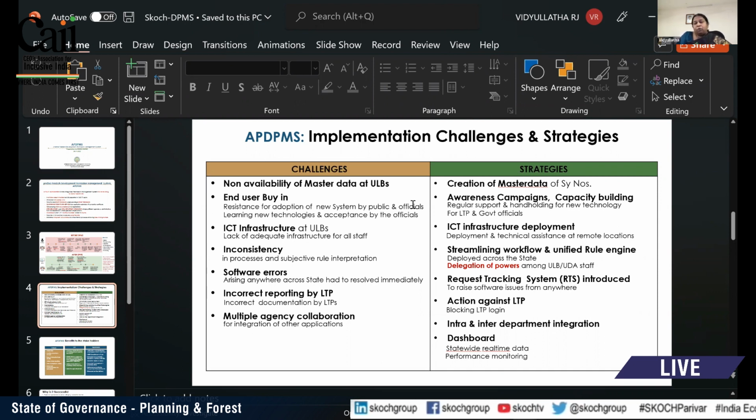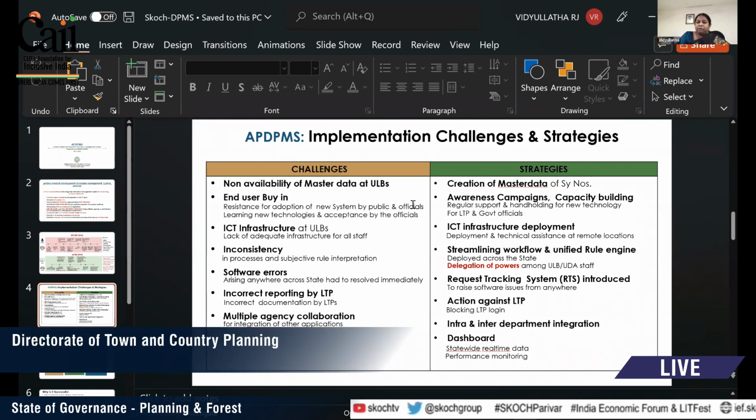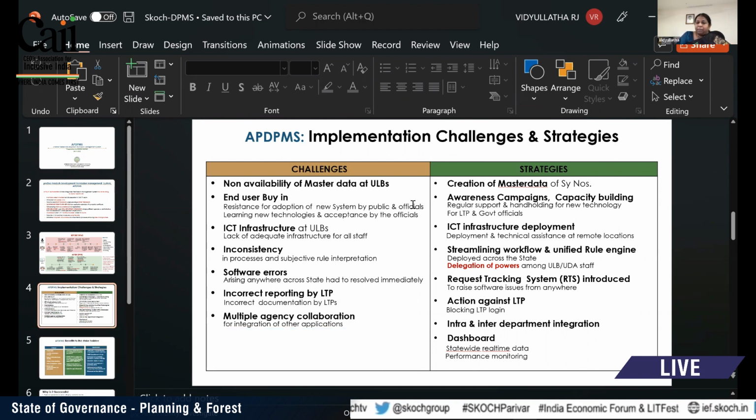As you know, revenue records are dynamic and so many mutations are happening, so every time we have to update the land records also. If no change is there, immediately the applicant can obtain the building permission or the layout permission, or otherwise they will submit the mutation record and immediately it will be uploaded in the master data, and immediately they will get the permission. So this kind of challenge we have faced initially, and step by step we have overcome all the challenges.